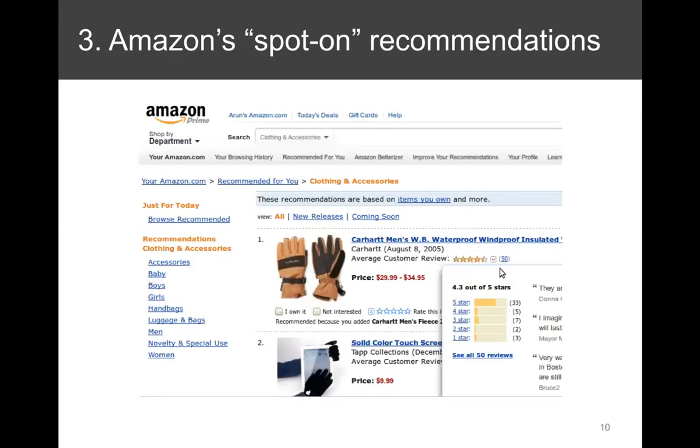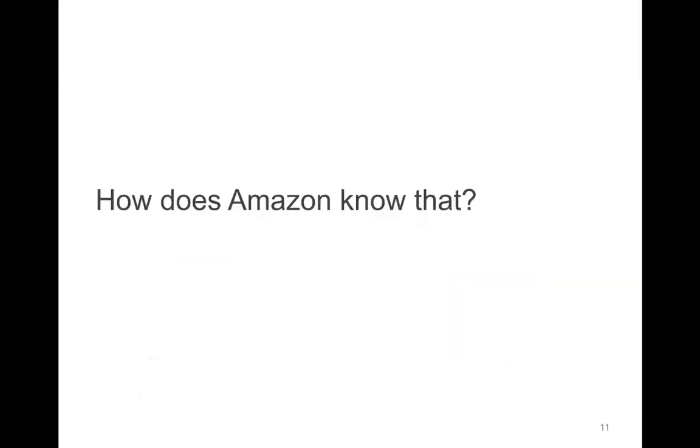Now, everybody probably uses online shopping. Now, I'm a big user of Amazon, and as you can see, it recommends products based on your prior purchase history. Now, this product that it's recommended was obviously from when I was at Wisconsin, so I don't think you would need waterproof, windproof, insulated gloves in San Diego. However, the recommendation was pretty spot on. So how does Amazon know that?